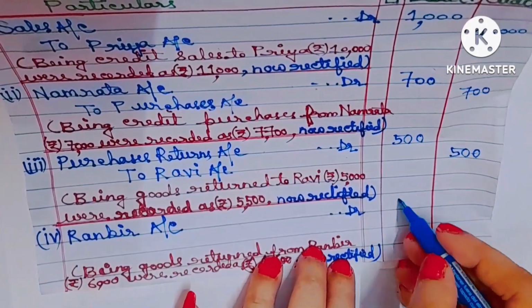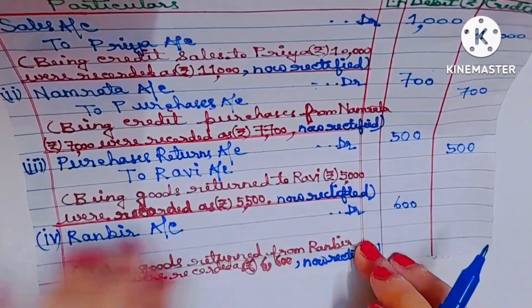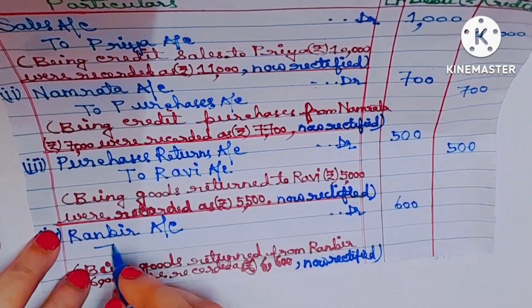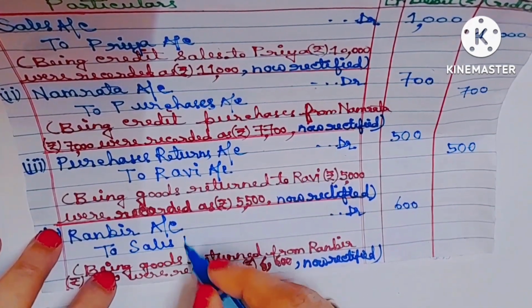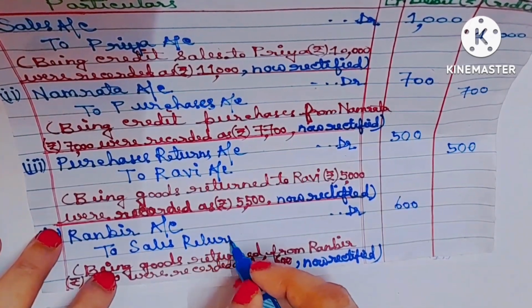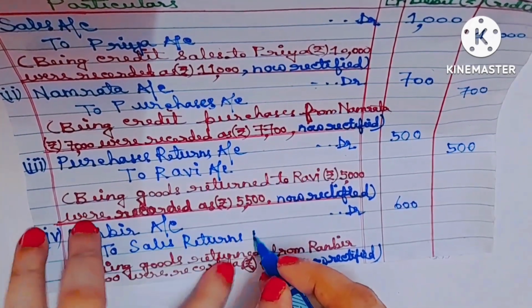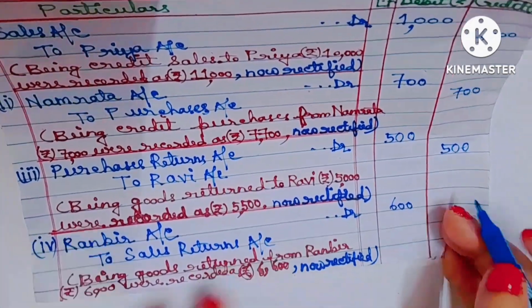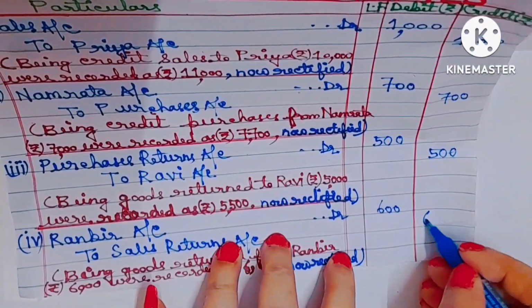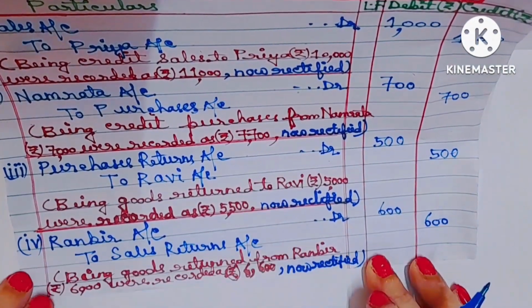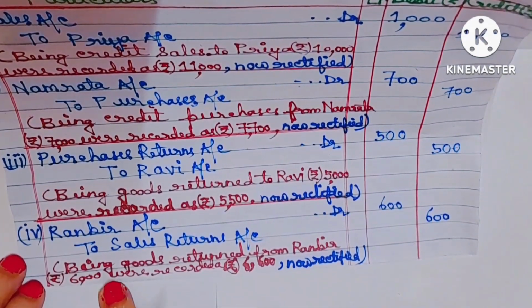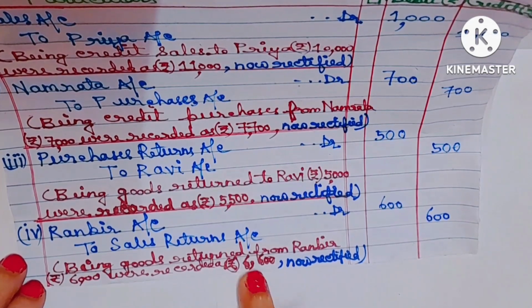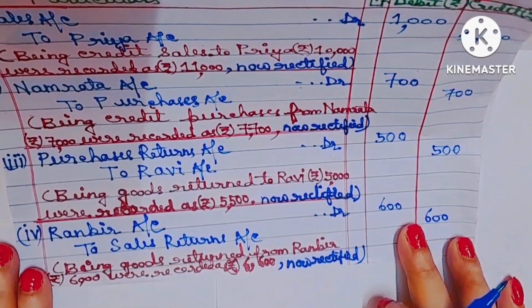Ranbir account debit 600 to sales returns account 600. And you'll have to write the narration. Being goods returned from Ranbir, rupees 6,000 were recorded as rupees 6,600. Now rectified. Okay, I hope you understood.